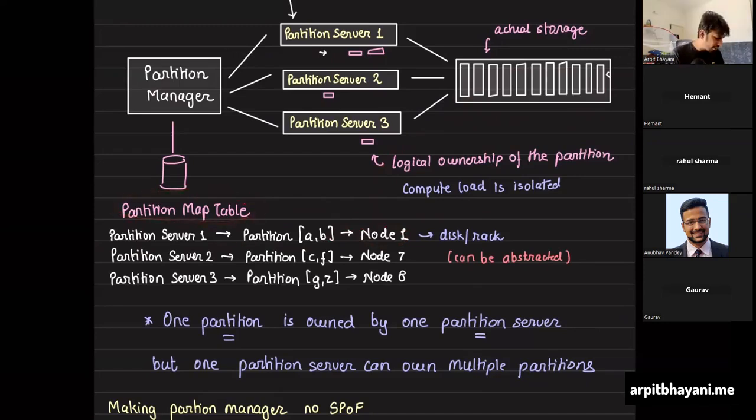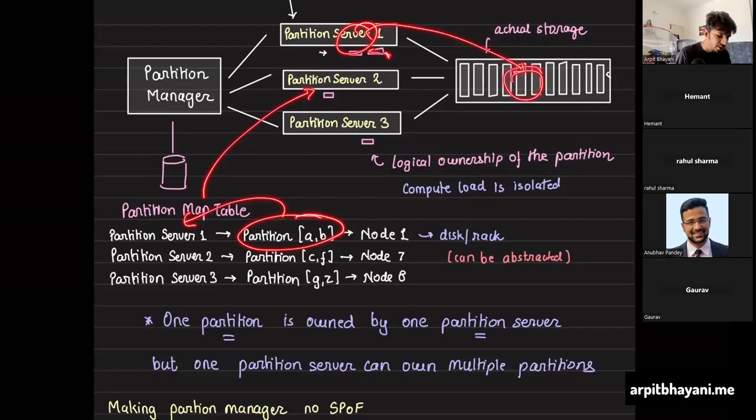Now here what would happen is, from the partition map I would know that I got a request for, let's say, an S3 bucket that starts with the letter B. I get to know it is handled by partition server 1. I'll make the request to partition server 1. Partition server 1 owns that partition. It would go to the storage layer, read the data, and send it back to the user.